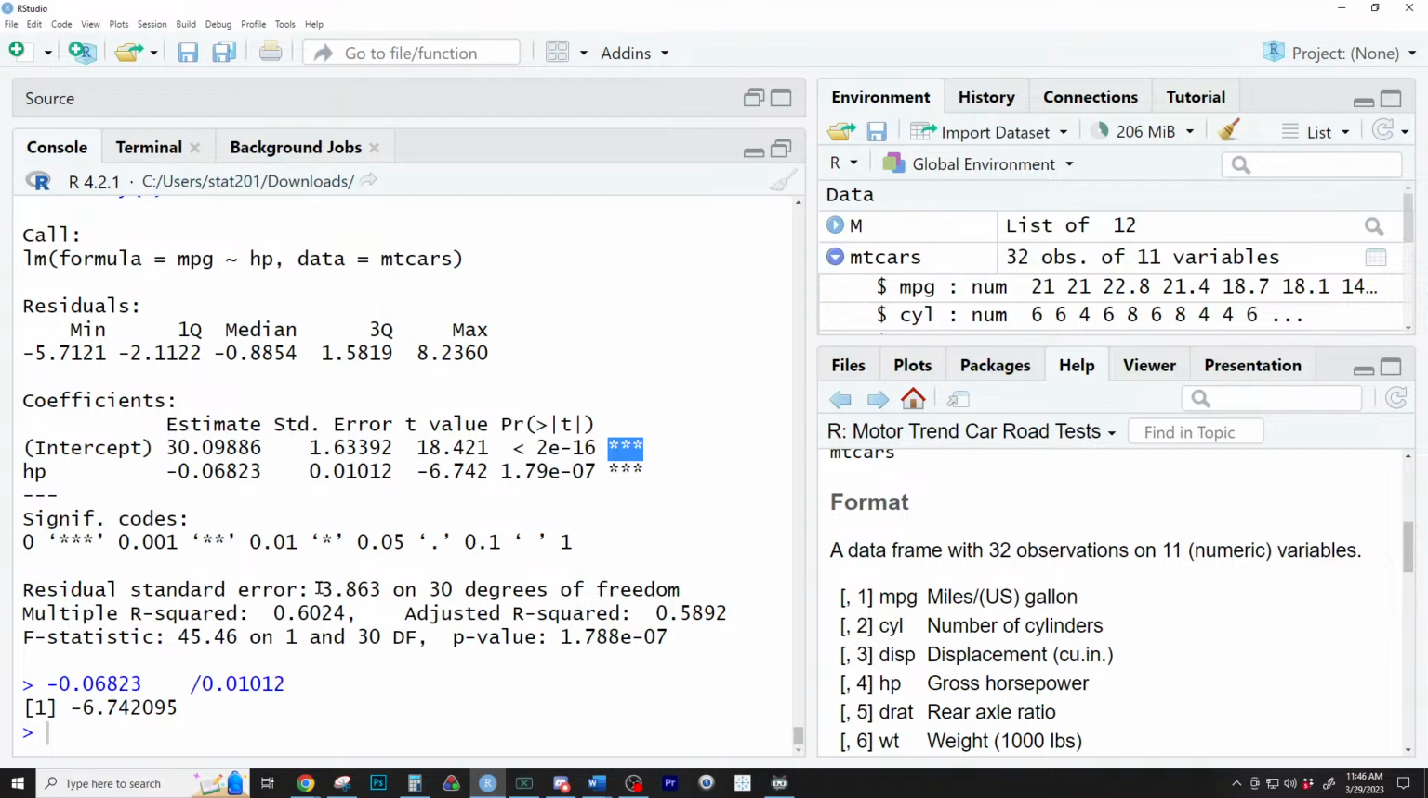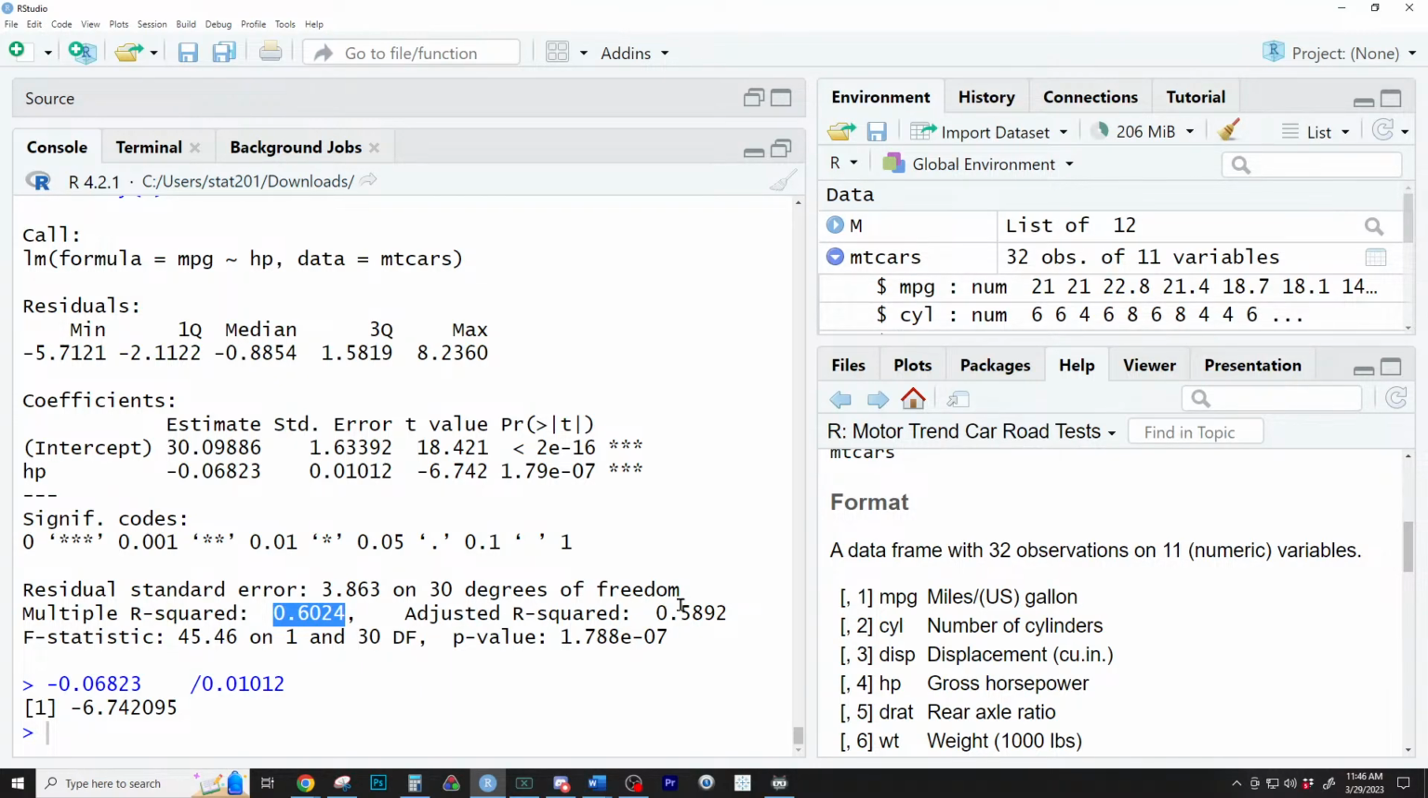We have the residual standard error, which is the typical miss the model makes. When the model predicts miles per gallon, it's typically off by about 3.863. The 30 degrees of freedom is used to calculate that, which is not so important. The multiple R squared means 60.24% of the variation in miles per gallon is explained by horsepower of a car.